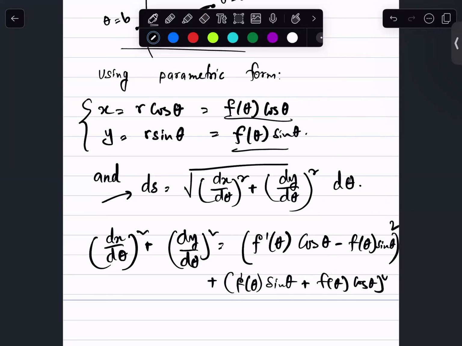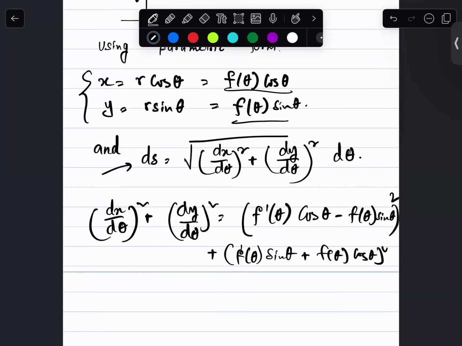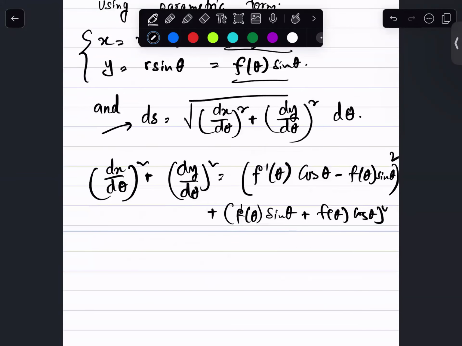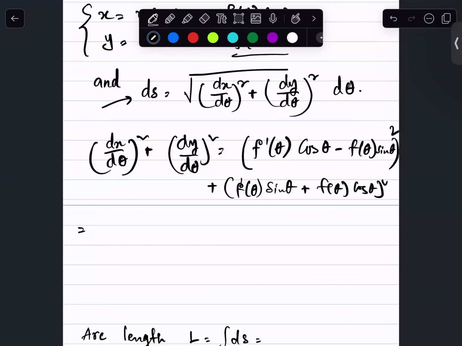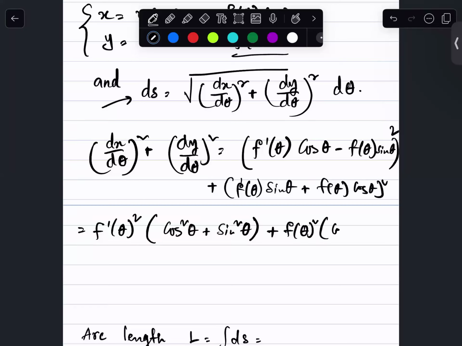And now, if I again use the formulas for (a minus b) whole square and (a plus b) whole square and try to simplify it further, I'll get f'(θ)² times (cos²θ plus sin²θ), and f(θ)² times (cos²θ plus sin²θ). Okay, so this is same as 1, this is same as 1, so therefore I'll get f'(θ)² plus f(θ)².